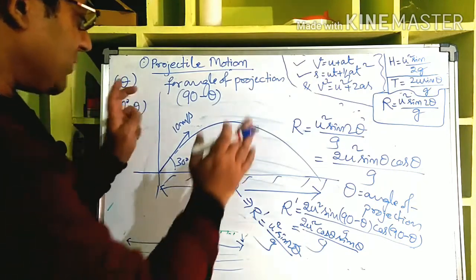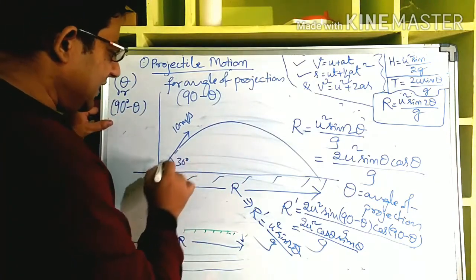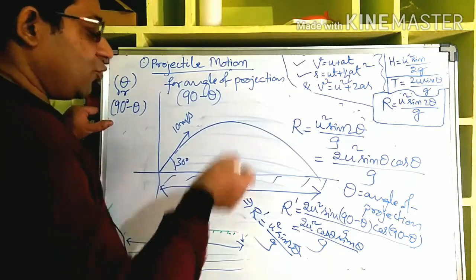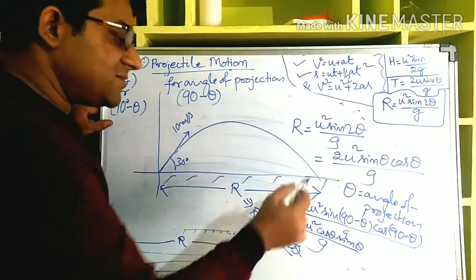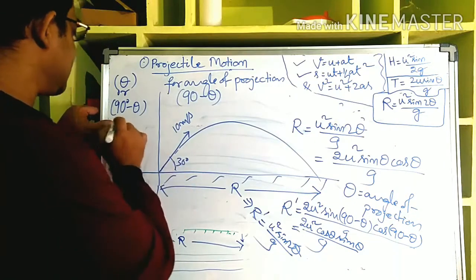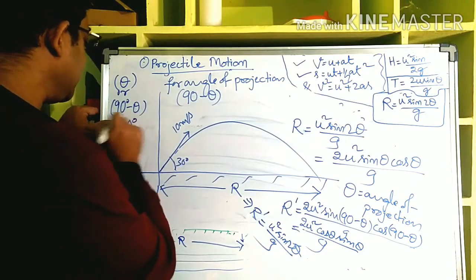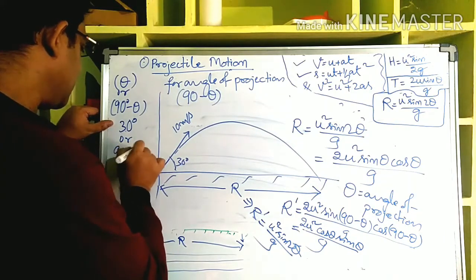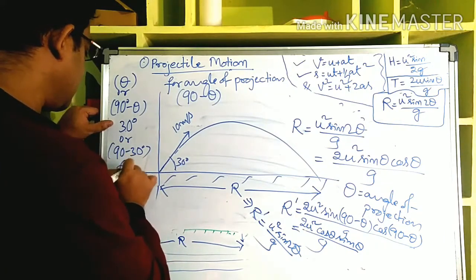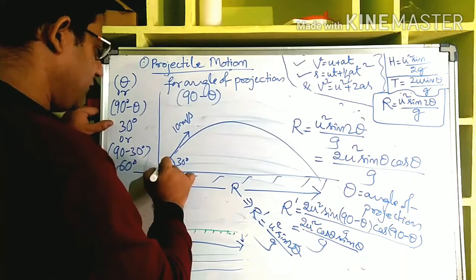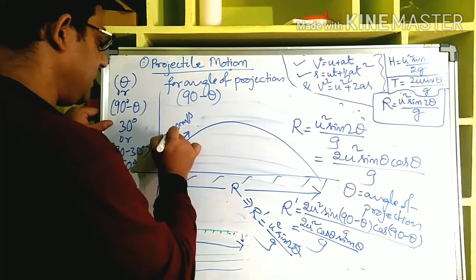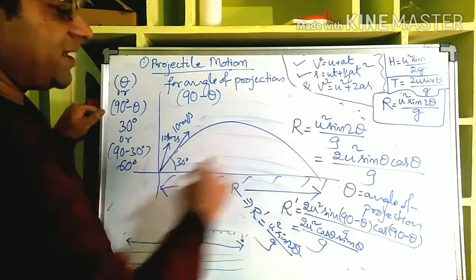Okay. Now you come to this part of the question. At 30 degree you send this. What was the range? At what other angle if it is thrown, will the range remain the same? It is 90 minus 30 degree. So if you throw it with 30 degree or 90 minus 30 degree, that is 60 degree. At 60 degree also, if you throw with the same speed 10 meter per second, the same range will be covered.